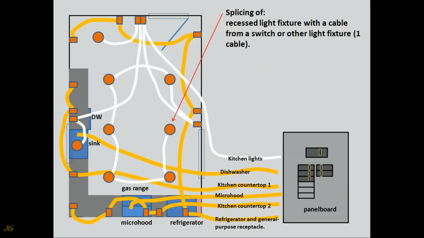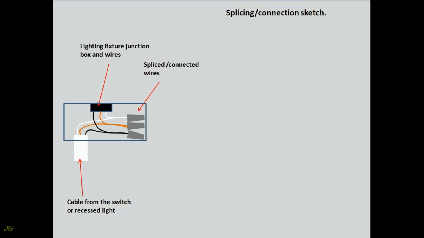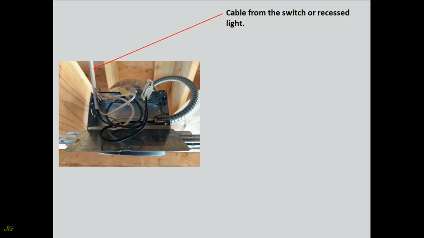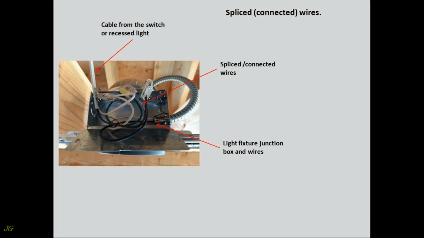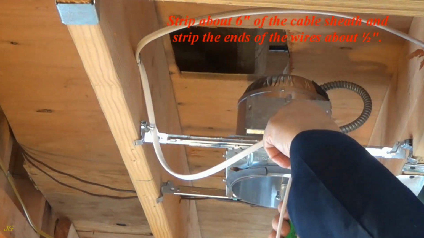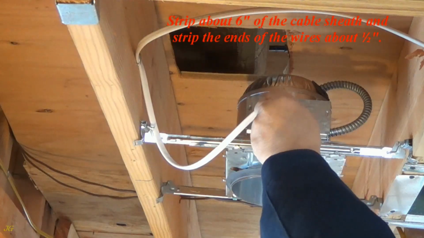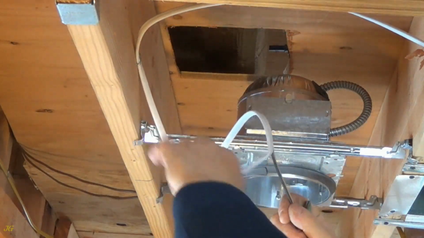Splicing of recessed light fixture with a cable from a switch or other light fixture, 1 cable. Splicing, connection sketch. Cable from the switch or recessed light. Spliced, connected, wires. Strip about 6 inches of the cable sheath and strip the ends of the wires about 1/2 inch.